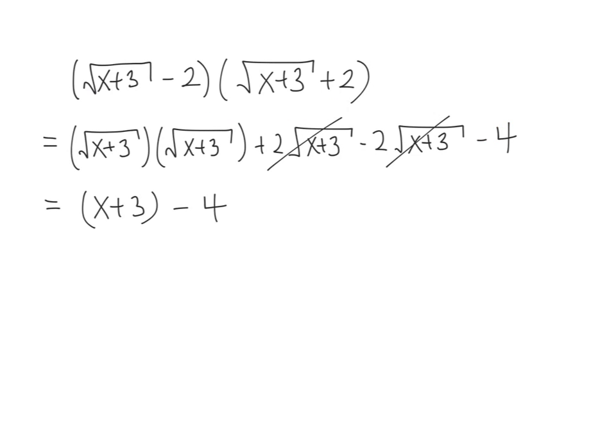The 2 square root of x plus 3 term and the negative 2 square root of x plus 3 term cancel, and the two square roots at the start combine to give us x plus 3. This is how we reach the expression x plus 3 minus 4 that we saw earlier.